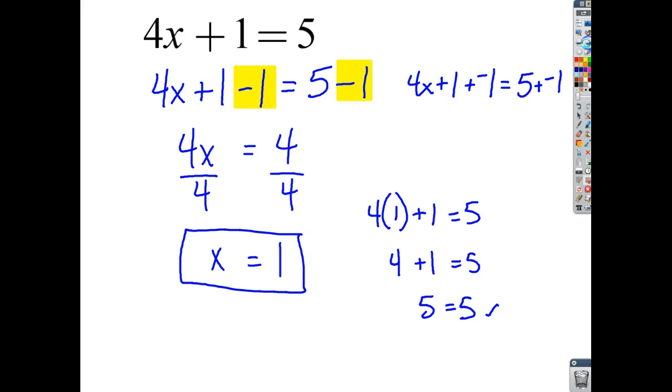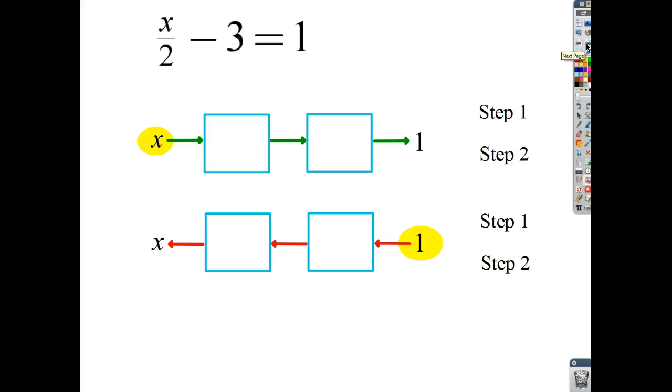Let's try another one. All right, so let's go ahead. You try this one, and you tell me what are the steps from x to 1. Go. Okay, so I have x. The first thing I want to do here is, if I know what x is, I would divide by 2. And then once I was done with that, I would go ahead and subtract 3. That would get me to 1.